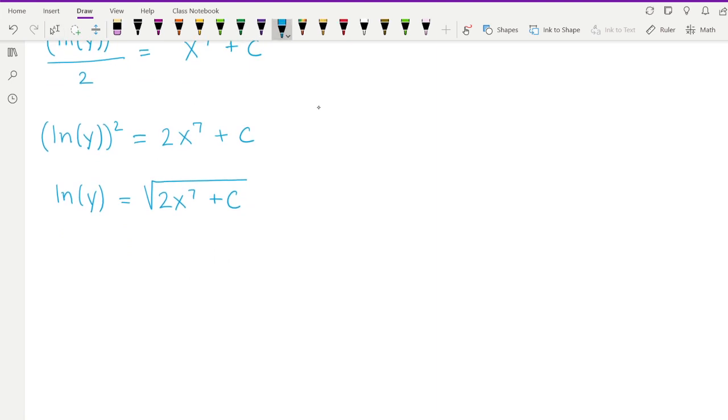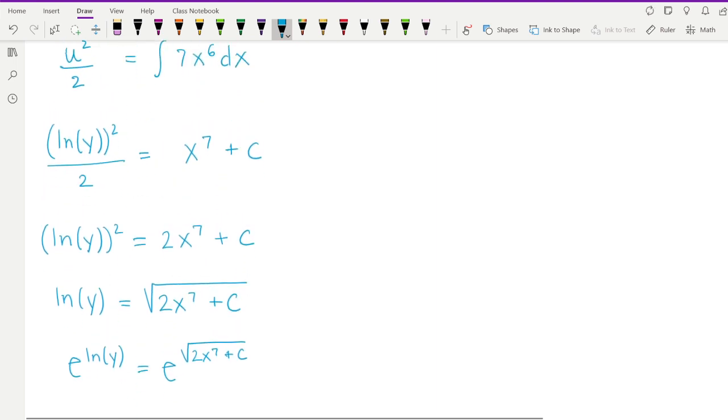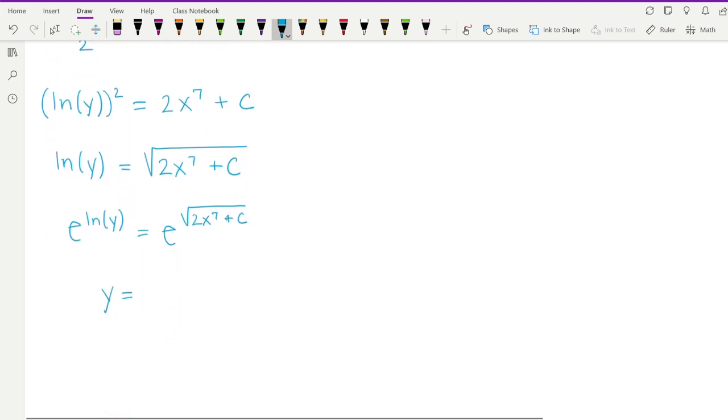Okay, so now comes time to exponentiate. So we can do e to the ln of y is equal to e to the square root of 2x to the 7th plus c. And now e to the ln of y, well, that just simplifies to just y, right? And in this case, there's no absolute value to worry about either because the ln basically came from the substitution and not from the antiderivative, if that makes sense. So we're just left with y is equal to e to the square root of 2x to the 7th plus c.